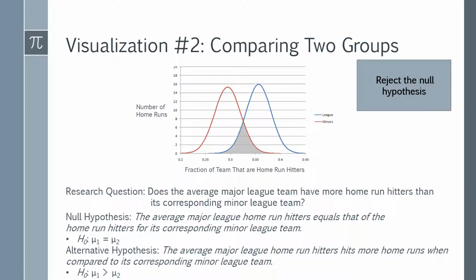The research question is, does the average major league team have more home run hitters than its corresponding minor league team? Based on this research question and claim, the null hypothesis is as follows. The major league home run hitter equals that of the home run hitters for its corresponding minor league team. The alternative hypothesis is as follows. The average major league home run hitters hit more home runs when compared to its corresponding minor league team.